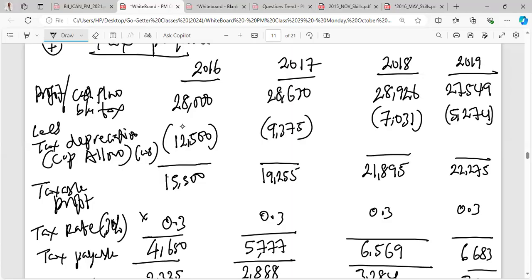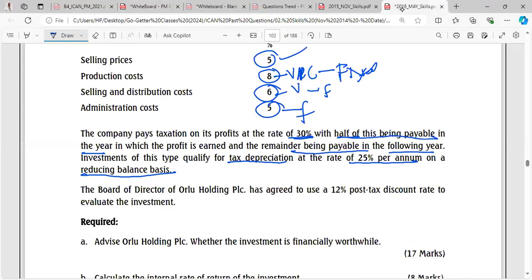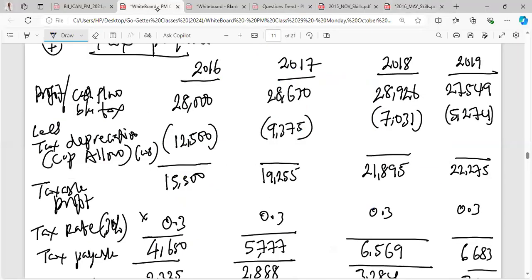So this is what we have before, and they say this qualifies for tax depreciation at the rate of 25% per annum. We've done the tax depreciation at 25% per annum, which we did in Workings 8, and we got these figures, which we use in deducting from these figures we brought. And this is the amount that is taxable. This 15,500, 19,255, all these are the taxable amounts after you have removed this depreciation.